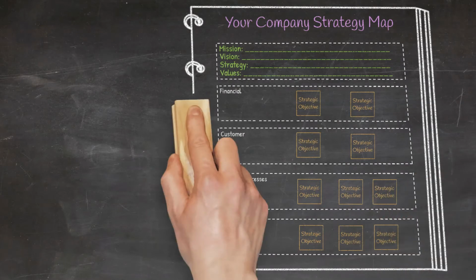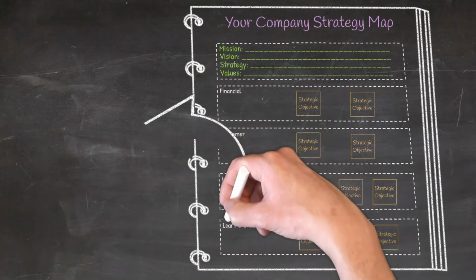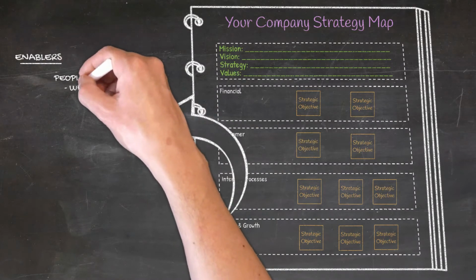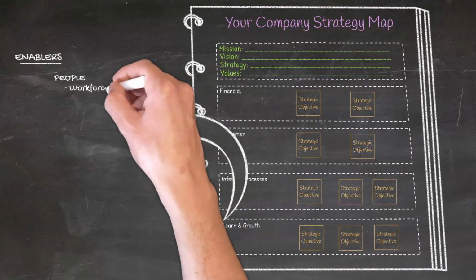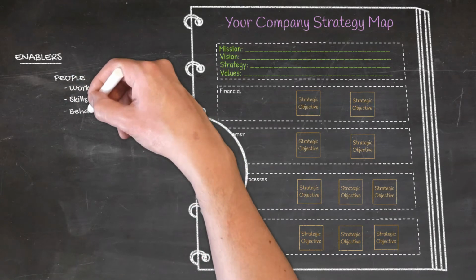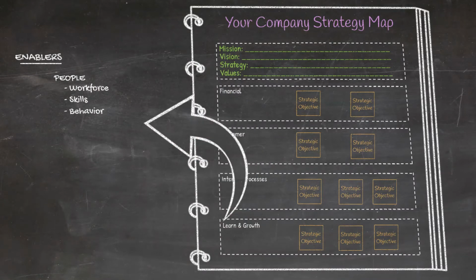Finally, the fourth perspective is learning and growth. This is a very important perspective that groups together all the strategic objectives required to enable all the other ones. This perspective considers 3 key elements. The first one is the people, which will look at things like the company workforce, the current skills available, the missing skills required, training and recruitment.